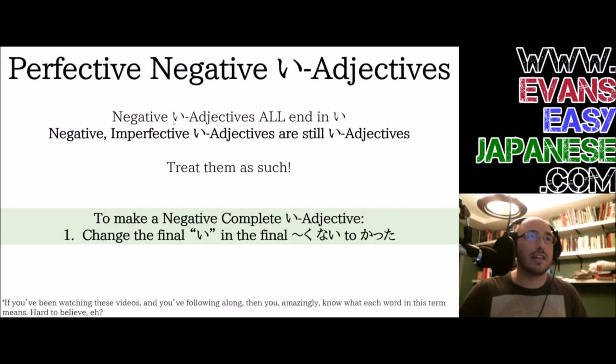Okay, negative E adjectives all end in E. So like a negative imperfective E adjective is an E adjective. So we're not actually learning anything new. To make a negative complete E adjective, notice complete and perfective mean the same thing. To make a negative complete E adjective, change the final E in the final kunai to kata.